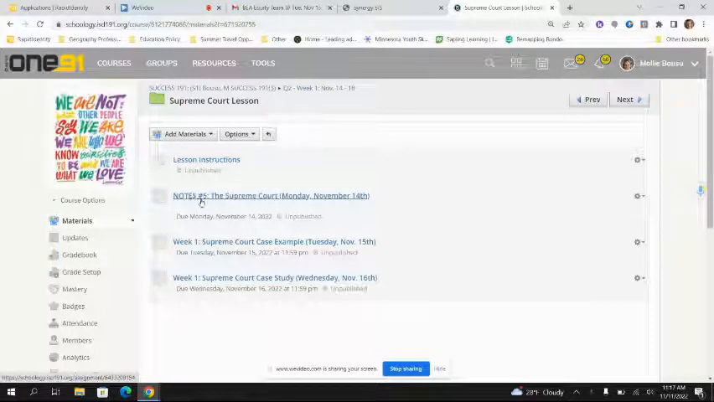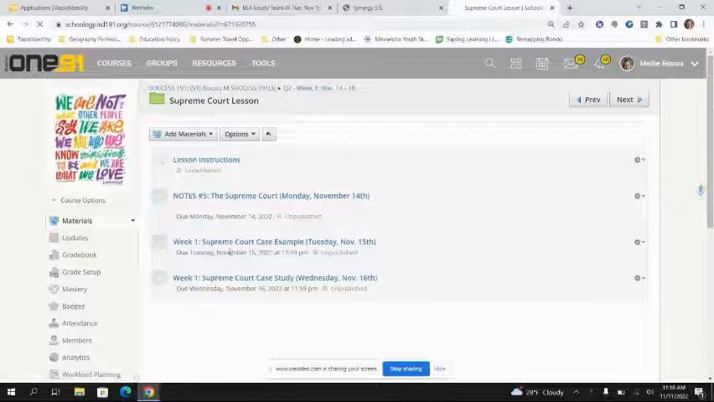You'll notice that it's labeled notes number 5. Don't worry if you don't have all of the sets of notes. We will be taking a test on civics literacy next week, but I will make sure that you know exactly what you need to have in your notes for that test before you take that test.